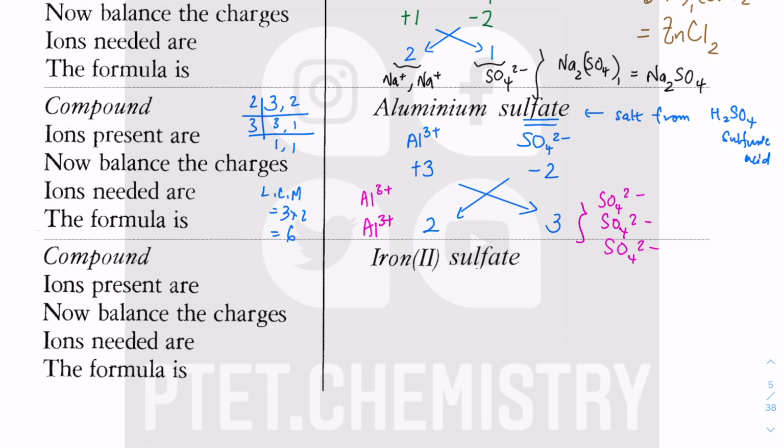So overall the compound is uncharged, so it's Al2(SO4)3. Because this is a polyatomic ion, you have 3 of them, so I need to put it in a bracket. Put it in the bracket, it means 3 of the SO4 2 minus. This one doesn't need a bracket because it's not a polyatomic ion.